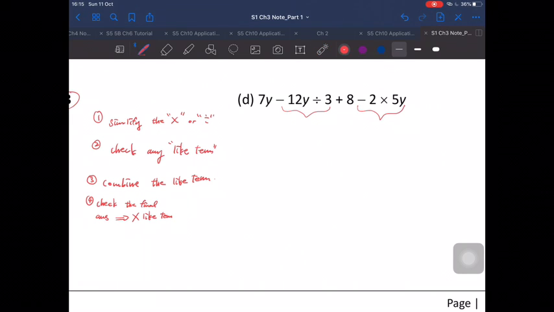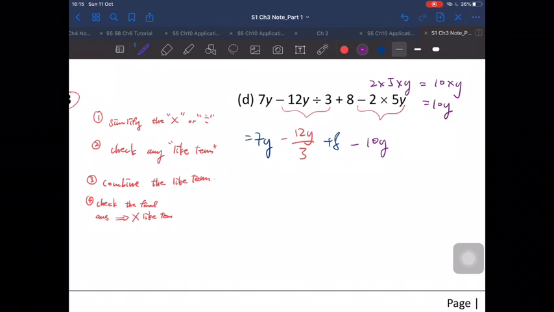So and then we have to do some simplification. It will be 7y minus 12y over 3. This is 12 times y, but because it is already joined together like this, we write it as a whole on top, okay? We should not separate it. And then the next part, plus 8 minus 10y. So 2 times 5 times y means 10 times y, that means 10y, right? As this is negative, so negative here. Next part, simplify, you will find that it will be 4.